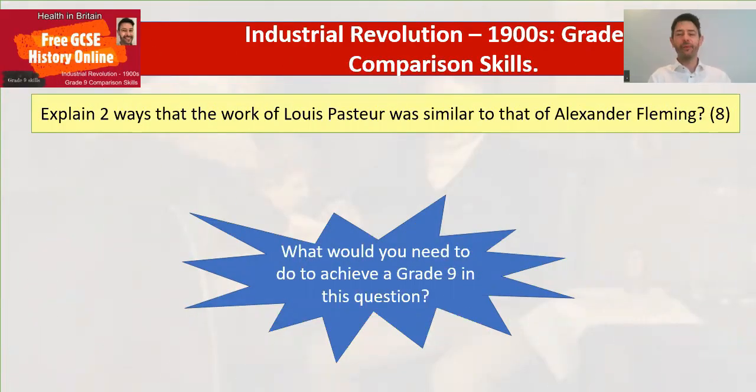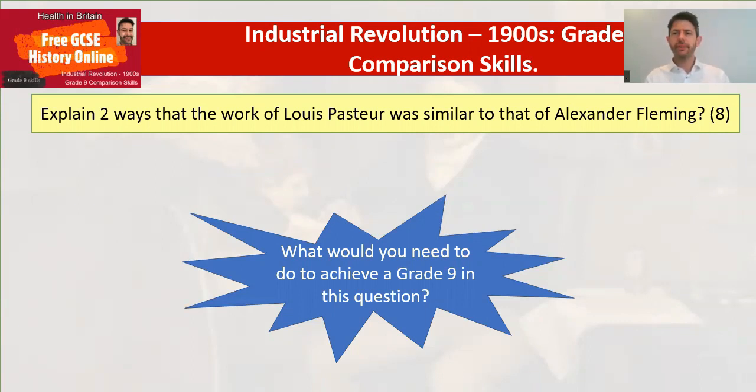Here we are with question number 3 from the AQA exam, the comparison question, as I call it. It says, explain two ways the work of Louis Pasteur was similar to that of Alexander Fleming. It's 8 marks. So what do you think you need to do to be successful in this question? Have a think, pause if you like, and come up with some ideas about the skills you think you need to show to be successful in this question.